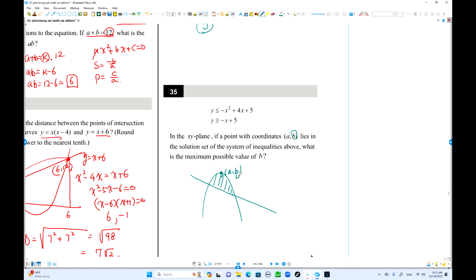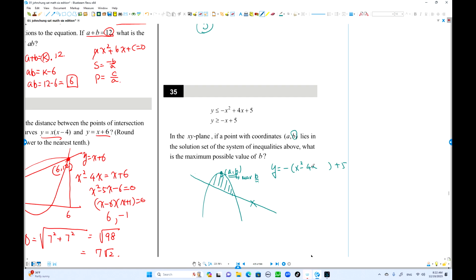This is B. What is B? Maximum height, the maximum value of B, right? The highest point, so we don't care about this side. We just find the vertex of B, okay? So y equals negative x squared minus 4x plus 5.